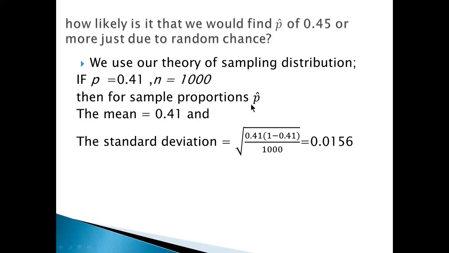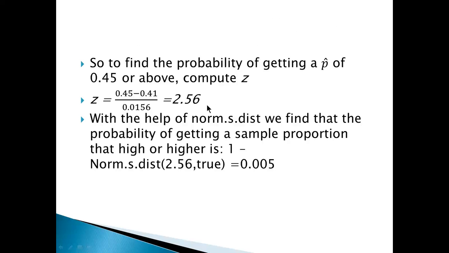So with norm-s-dist, we find that the probability of getting a sample proportion that high or higher is 1 minus, because it's greater than, norm-s-dist of 2.56, which is 0.005. So if the proportion of cat lovers in Wisconsin really was 0.41 and wasn't higher, then the data we observed would have a less than 0.5% chance of occurring. It's possible, but it's really unlikely. So our survey results would have been very, very unlikely if the proportion was 0.41.